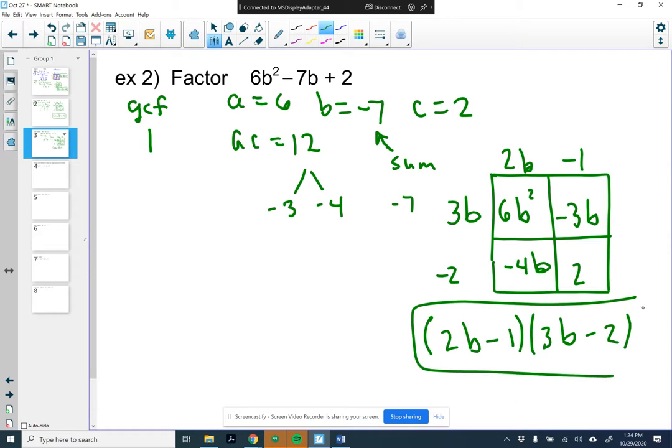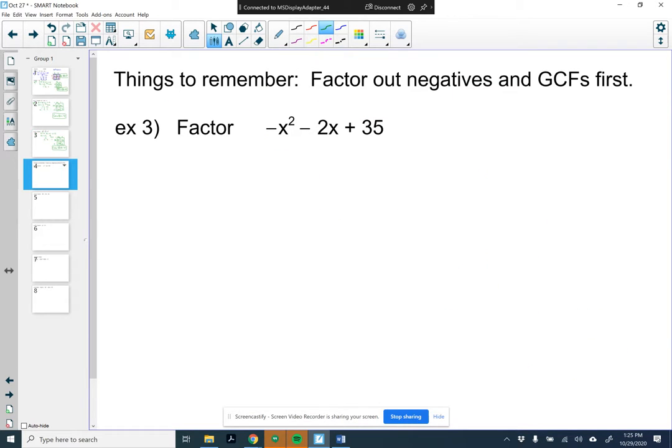Now remember, we can check our answers by looking at the multiplication because this is a multiplication table that we peeled apart. 2b times 3b is 6b squared. That checks. 2b times -2 is -4b. 3b times -1 is -3b. And -2 times -1 is +2. Do all those four things add up to what we started with? -3b and -4b add up to -7b. Yep, it works. Okay, moving on.